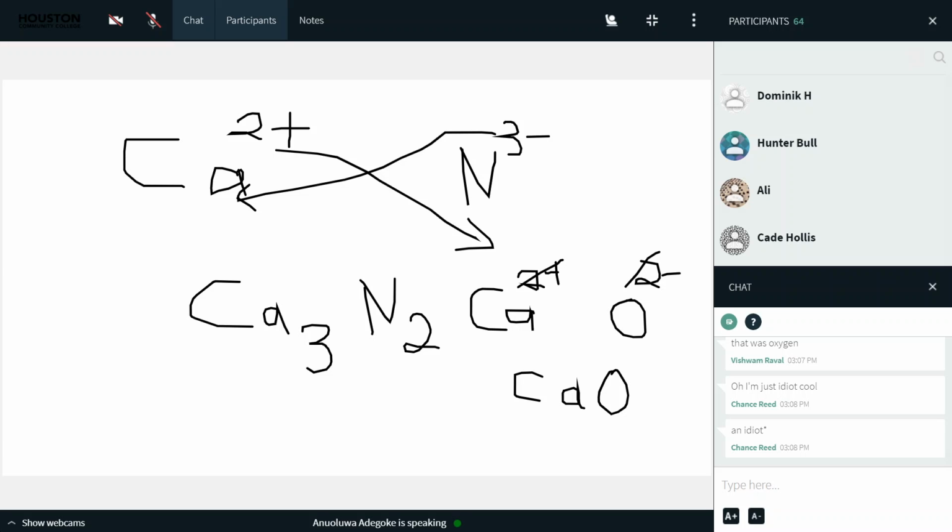Now, the number that is common to both of them is 6, right? The lowest number will be 6. So what do I multiply 2 with to make 6? It is 3. What do I multiply 3 with to make 6? It is 2. So that is why we do the crisscross.